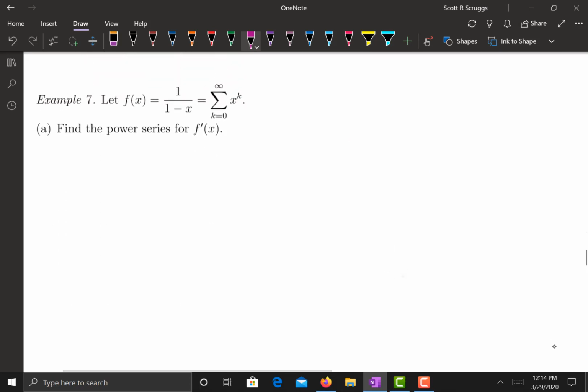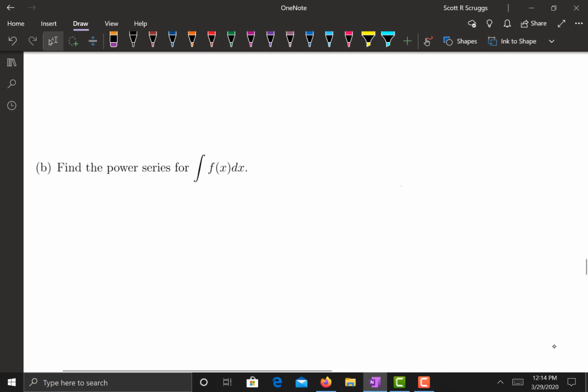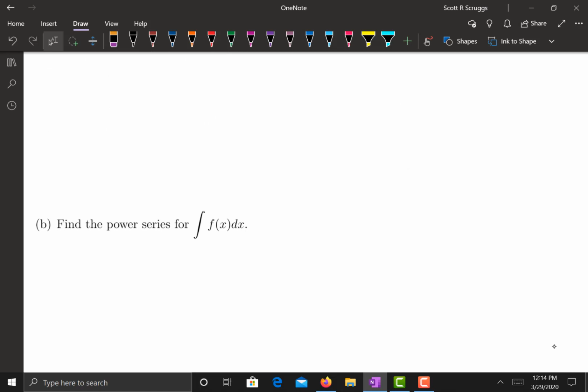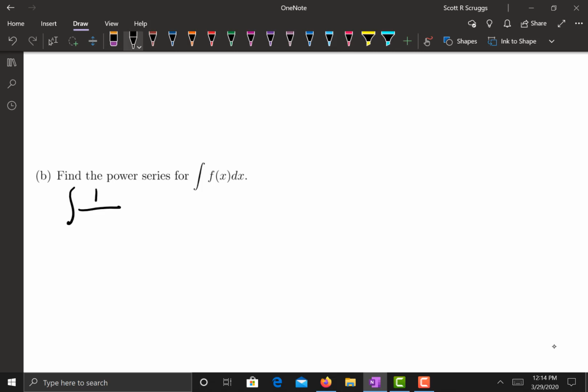All right. So I'm going to skip part A for example 7 because that's the exact same work as example 6. But now let's work with that same example, but now let's take the integral of f of x. So in other words, I'm going to take the integral of 1 over 1 minus x dx, which equals, since I know the power series of that, the sum k goes from 0 to infinity of x to the k dx.